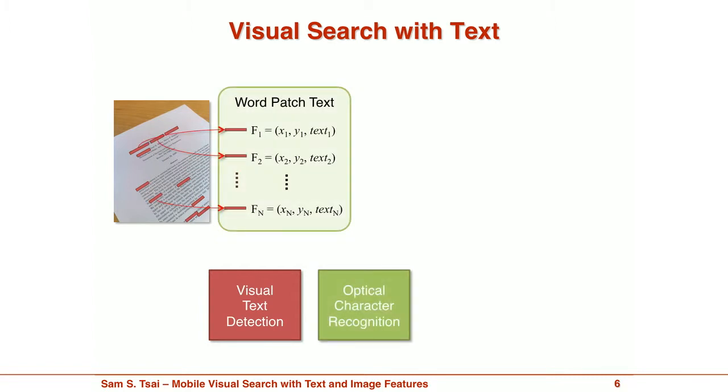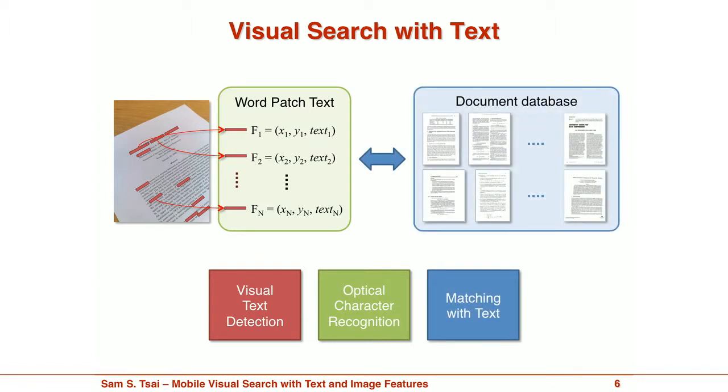This motivated us to look into the approach of using text. In this case, given the query image, we will first detect the text within the image, then from the detected regions, extract the word patch, and send the word patch into the OCR for recognition. This would give us the recognized text for each patch. Then, when we want to perform search, we can simply use text-based search to search through the document database.